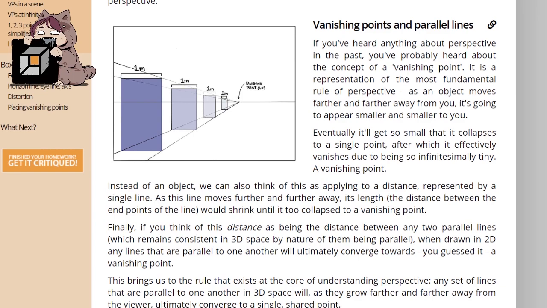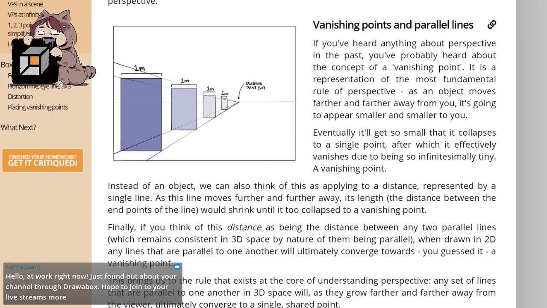Vanishing points and parallel lines. If you've heard anything about perspective in the past, you've probably heard about the concept of a vanishing point. It is a representation of the most fundamental rule of perspective. As an object moves farther and farther away from you, it is going to appear smaller and smaller to you. Eventually, it'll get so small that it collapses to a single point, after which it effectively vanishes due to being so infinitesimally tiny. A vanishing point.